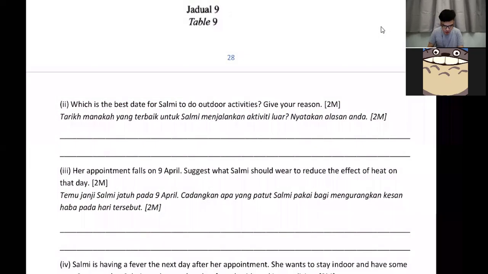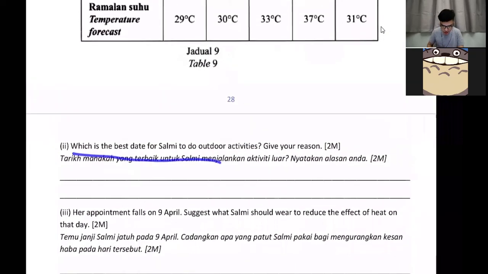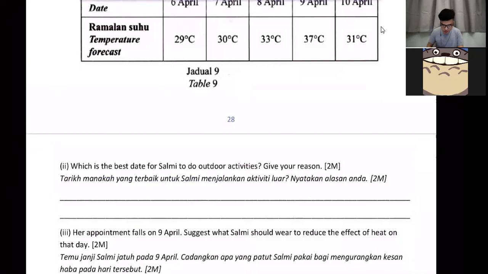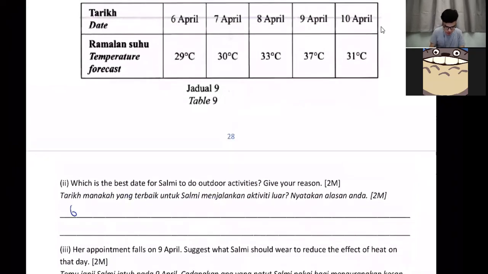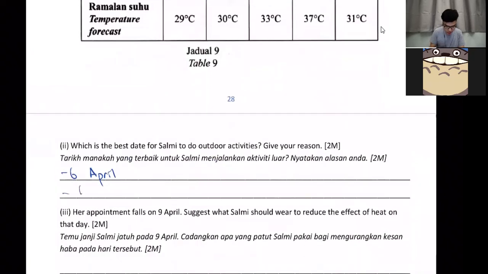All right, so which is the best date for Sami to carry out outdoor activity? What does this have to do with heat leh? Okay, it will be 6 April. Why? Because it is the lowest temperature.